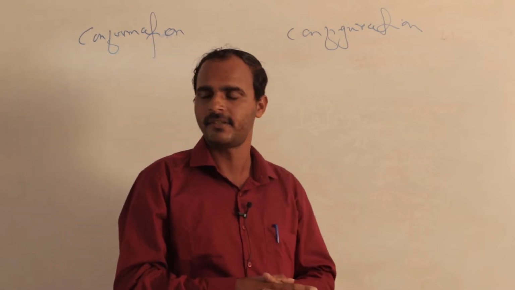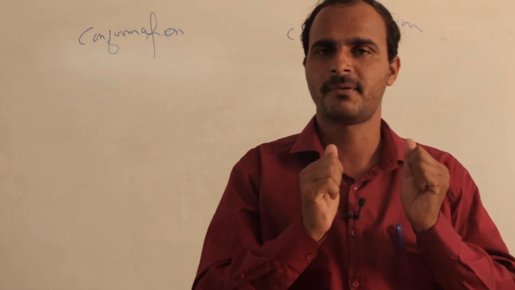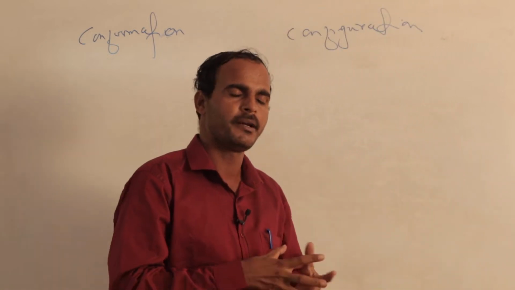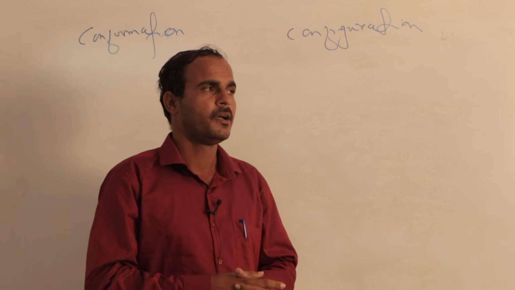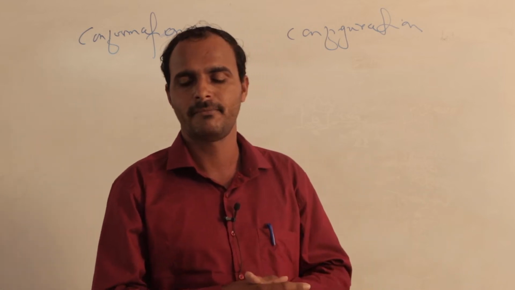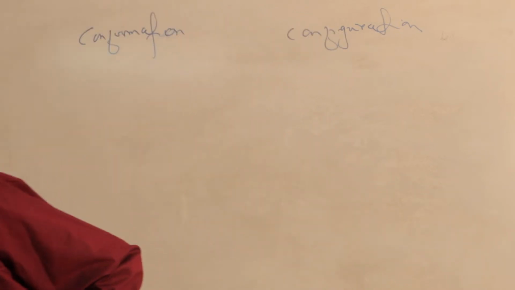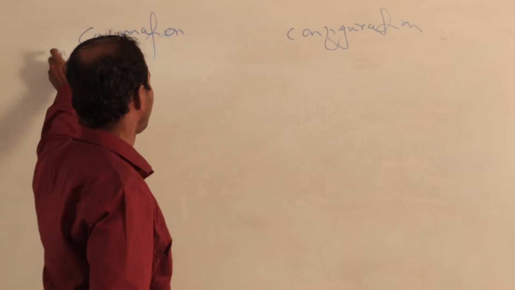And the fifth difference is related to rotations. In conformations, rotation of the carbon-carbon single bond takes place, but in configurations the rotation of the carbon-carbon single bond does not take place, because breaking and making of new chemical bonds takes place. So this is the first point of our syllabus, the difference between conformations and configurations.